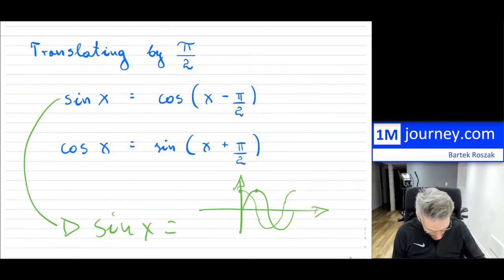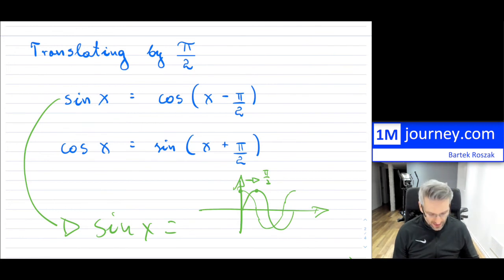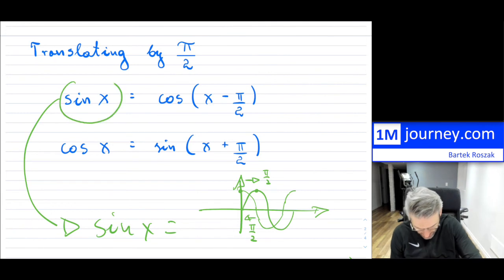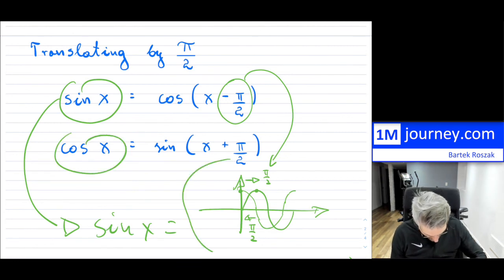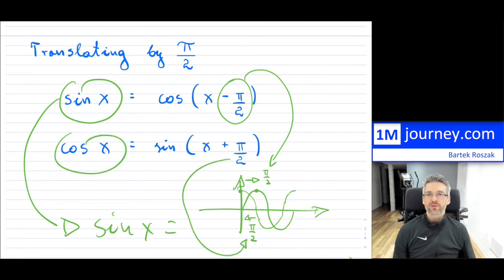I was thinking about it this way: if I move my cos by pi over 2 in this direction, then it's going to be equivalent to my sine. And if I take my cos and shift it in this direction by pi over 2, then it's going to be equivalent to that. So for instance, to get sine of x, I have to translate right here, and then to get cos, that is the translation right here. So that's how I would remember that.